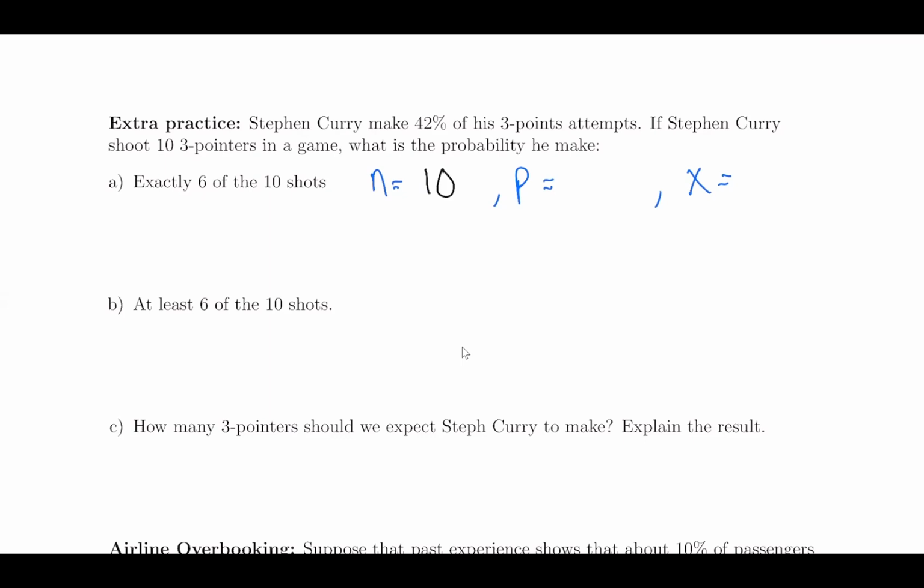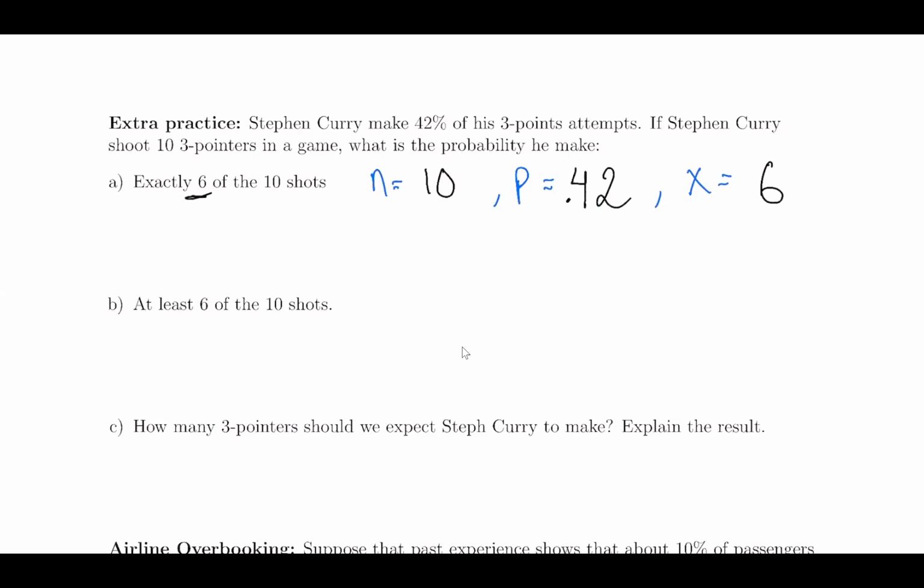What's the probability that he makes a singular 3-point shot? 42. So 42. And for this problem, how many shots do we want him to make? 6. Yeah, we want him to make 6, because we said 6 of the 10 shots.